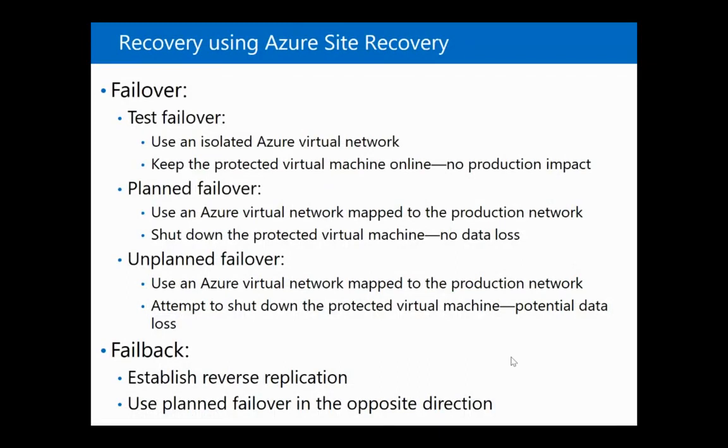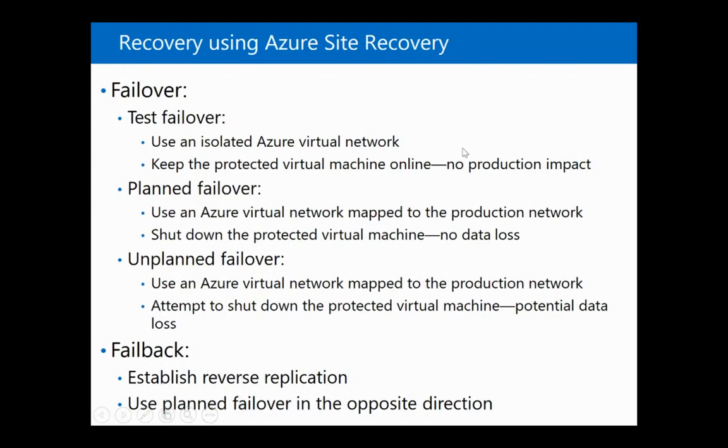What are the types of failover? We have test failover, planned failover, and unplanned failover. As we said, test failover uses an isolated network in Azure and keeps the protected virtual machine online. There is no production impact. Planned failover uses the Azure network mapped with the production network and shuts down the protected on-premises virtual machine, so there is no data loss. In unplanned failover, as there is no connection between Azure and on-premises, there can be potential data loss between the time of failover and your last recovery point. Failback is a reverse process.